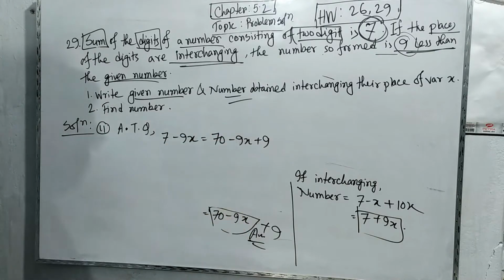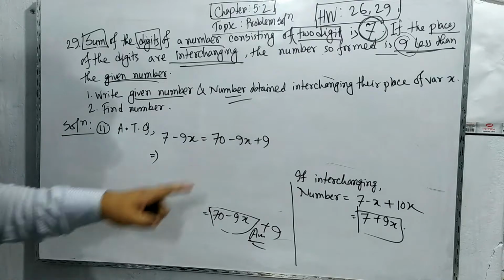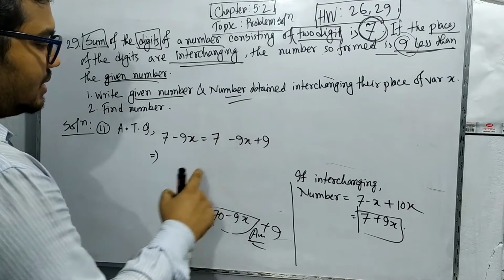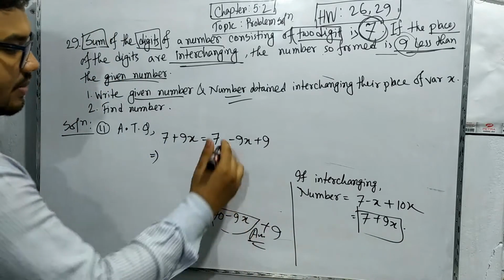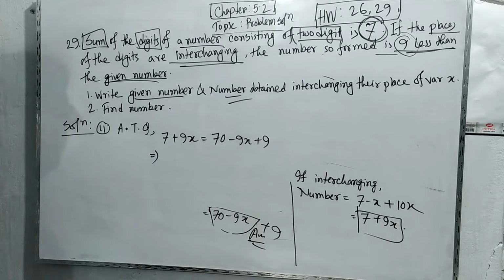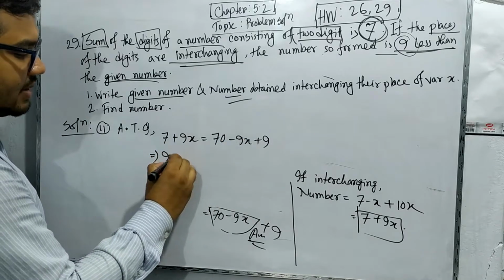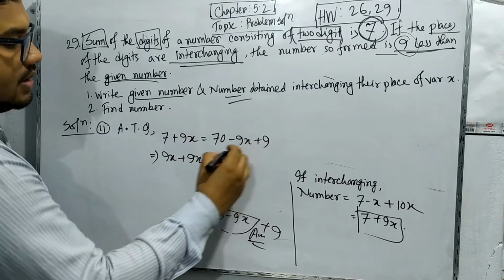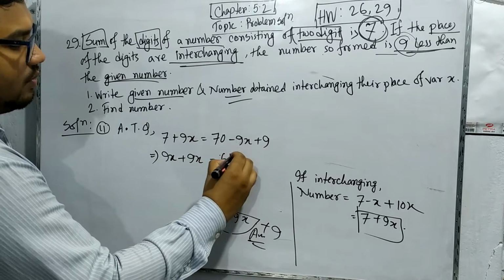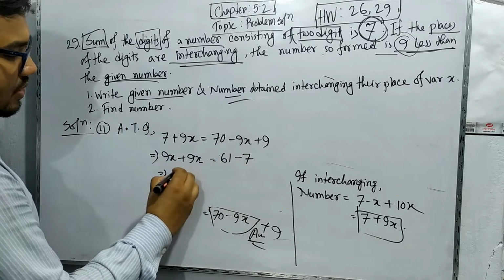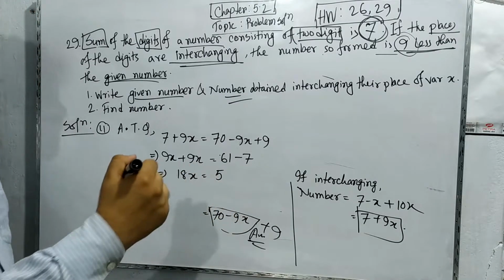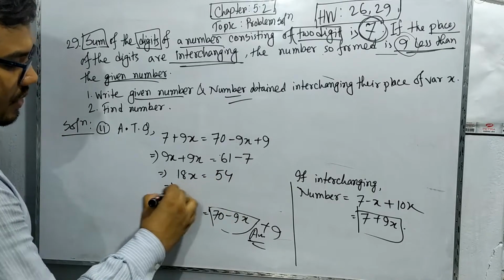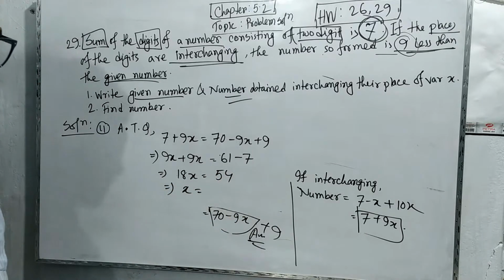Now just calculate this. It will be 70 now. This is 7 plus 9x, 7 plus 9x, and 70 minus 9x plus 9. Okay, so 9x would be this. So 9x plus 9x equal, this is 61 minus 7. So 18x equal to 54. So x would be 54.